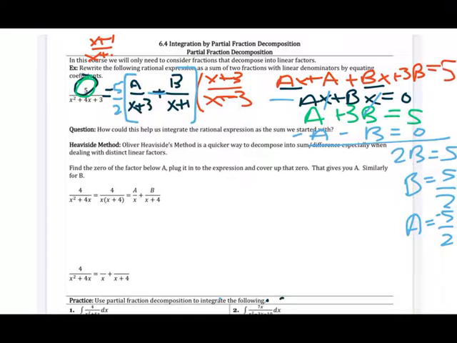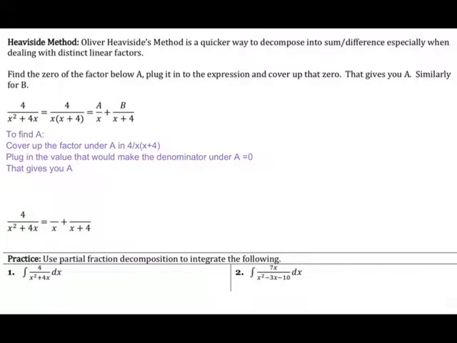So I'm going to go ahead and delete all of this on the top. All right, so now we have some more space in order for me to show you the Heaviside method, also known as the cover-up method. So how this method works is, I'm going to try and color coordinate here.